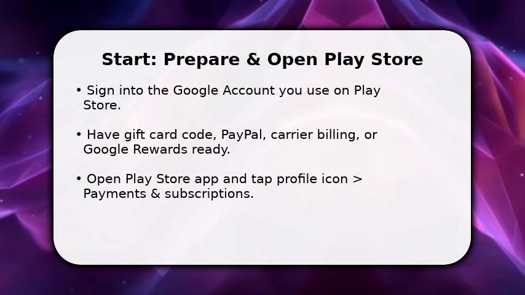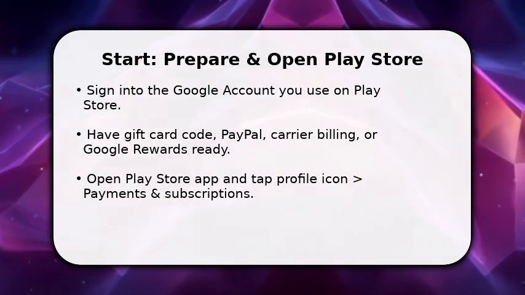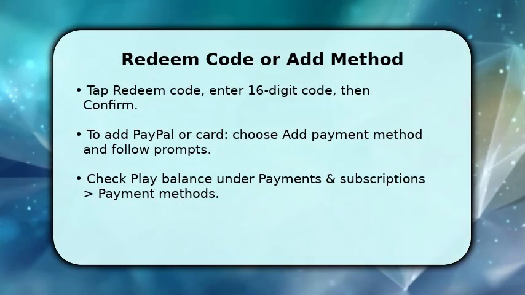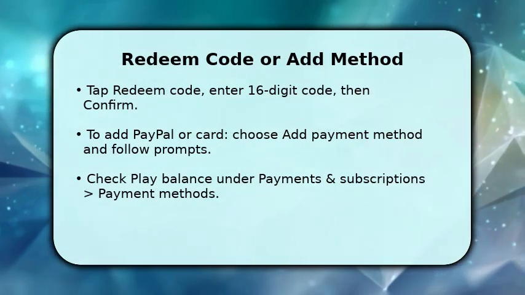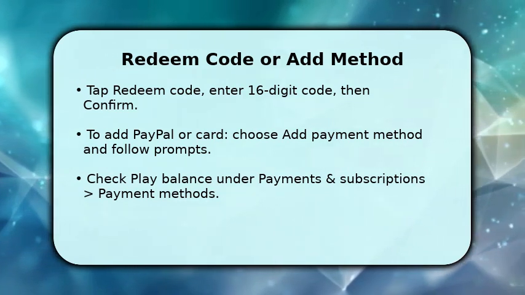Make sure the account shown is the one you want to receive credit. Now redeem or add a method. If you have a gift card, tap Redeem Code and enter the 16-digit code exactly, then tap Confirm. This adds value to your Play balance instantly in most regions.